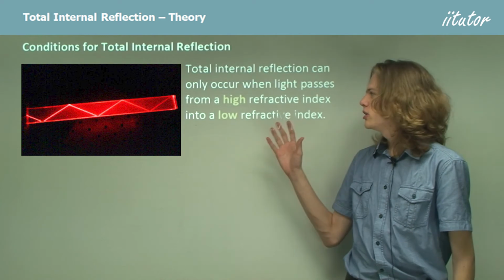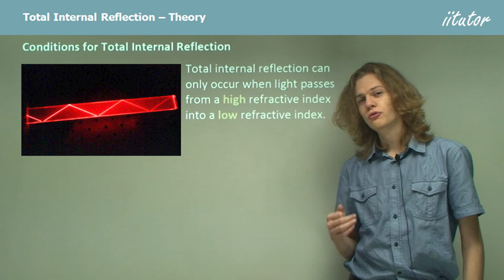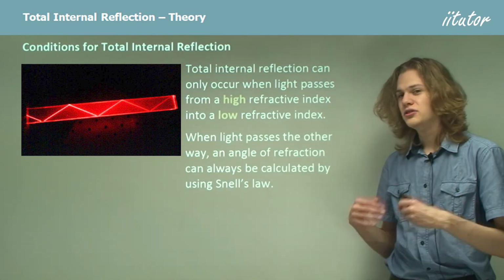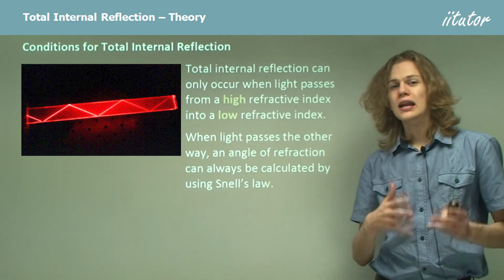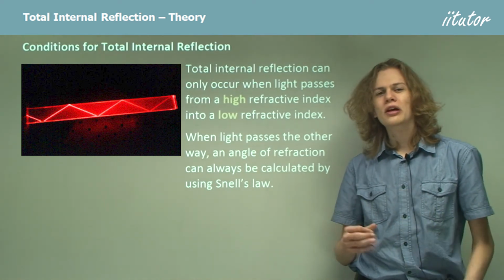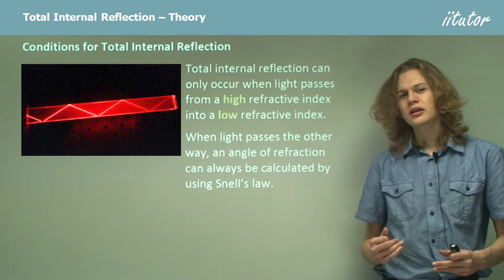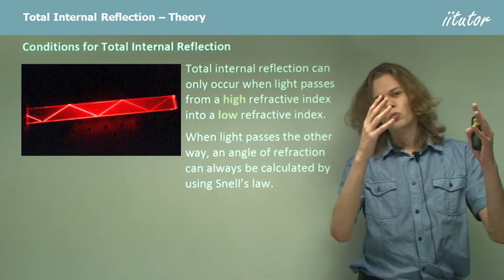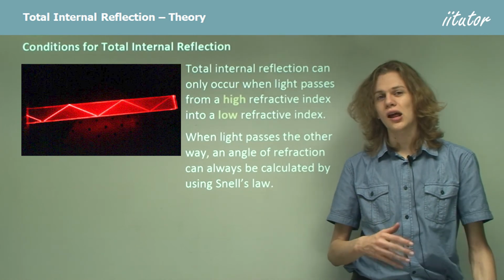Total internal reflection only occurs if we go from a high refractive index into a low refractive index. So it can occur if we're going from water to air, but not if we're going from air to water. When light passes the other way, from air to water, we can always find an angle of refraction as given by Snell's law, because the required ratio will never be greater than 1. Before, when we were talking about total internal reflection, we ended up needing a ratio of 1.5 over 1. If we were going the other way, we would have needed 1 over 1.5, and this gives us a number less than 1, which we can find an angle of refraction for.